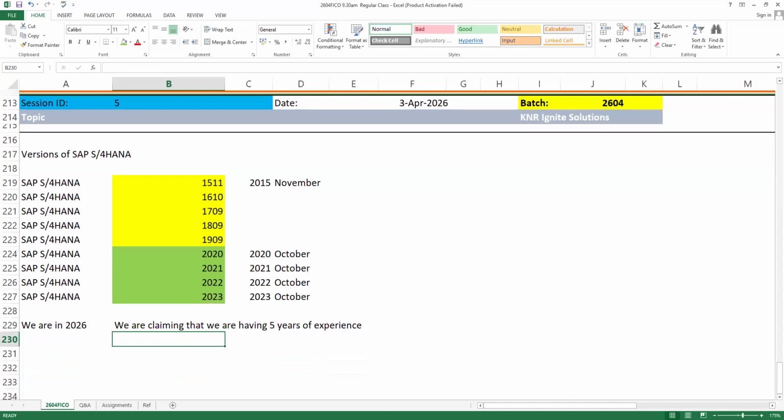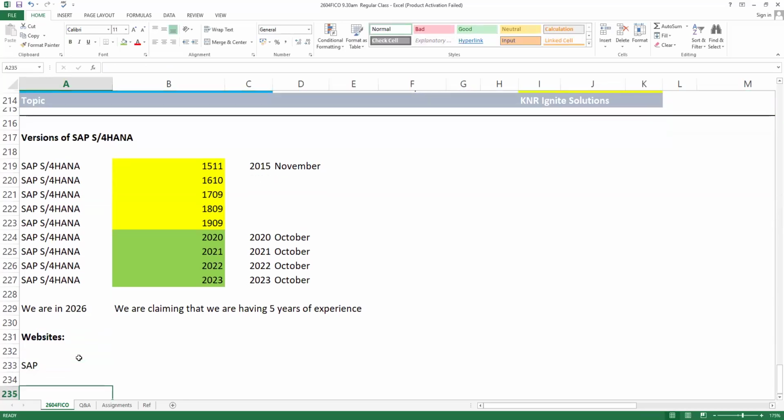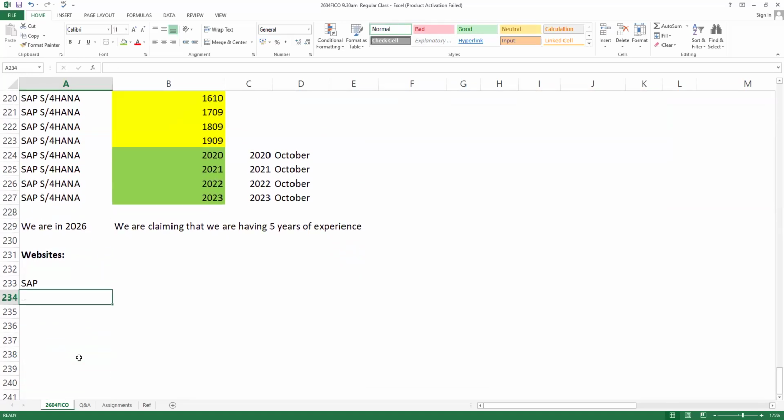Then we have different websites. These all are the official SAP websites only. The first website is SAP. Just go and type sap.com, sap.in. It explains the different products and about SAP. It's a marketing website, what we call.